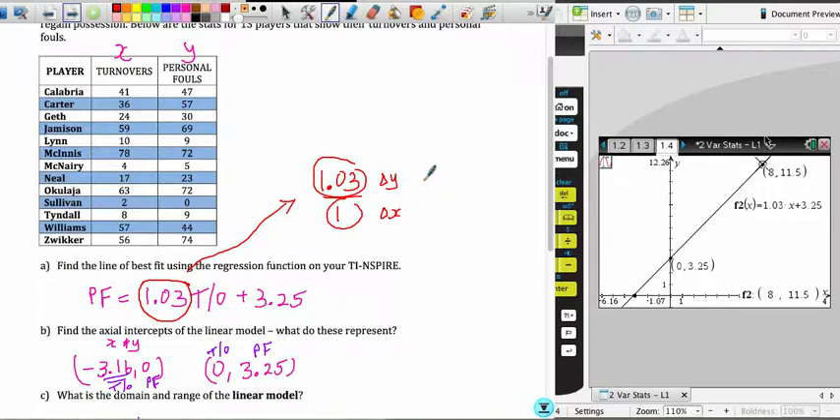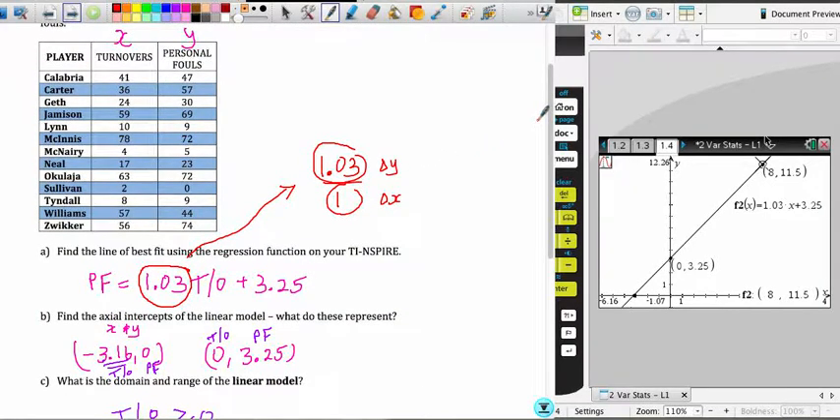Okay, and so that is the significance of the slope of the line in the context of this particular problem. And so slope is very important to interpret. So each additional turnover is being met on average with 1.03 additional personal fouls.